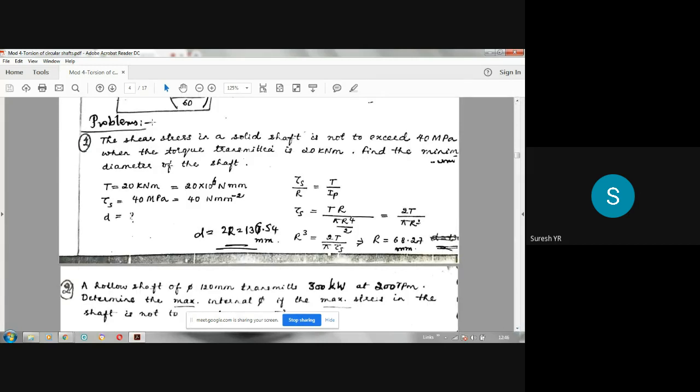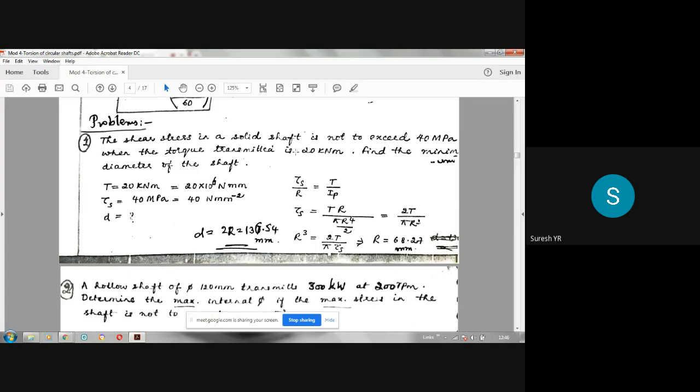The shear stress in a solid shaft is not to exceed 40 MPa. So tau value is given here. Shear stress means tau. Not to exceed means it is the maximum value, so tau s or tau max, which occurs at the boundary or the circumference. So tau s is 40 MPa, that is 40 Newton per mm square.